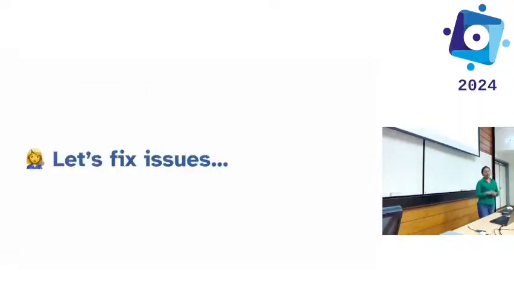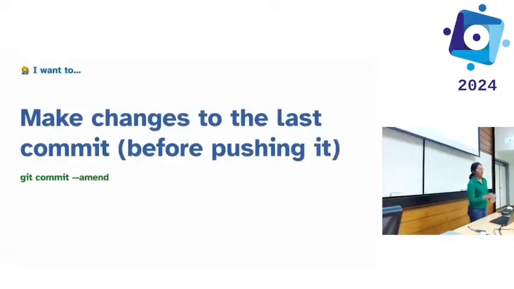So now we have seen the diagnose commands using git, and let's fix issues. If I want to make changes to the last commit before pushing it, we can use git commit --amend. This is one of the first commands that I learned to use when I made mistakes like typos, or I forgot to follow the pattern of the commit with the team. So this was the first command that I don't forget.